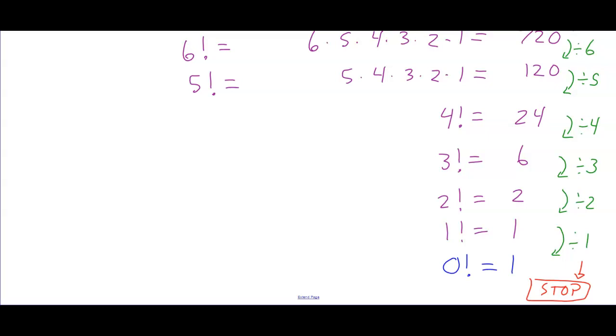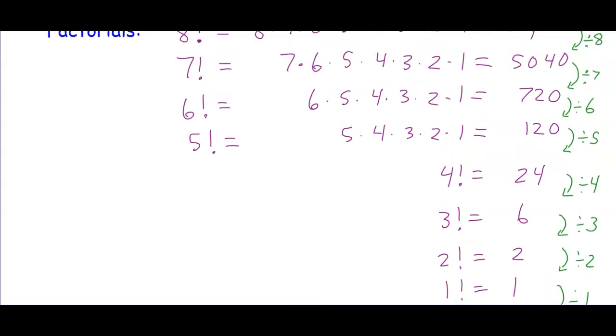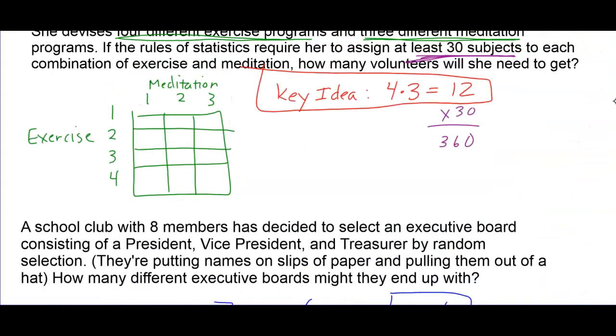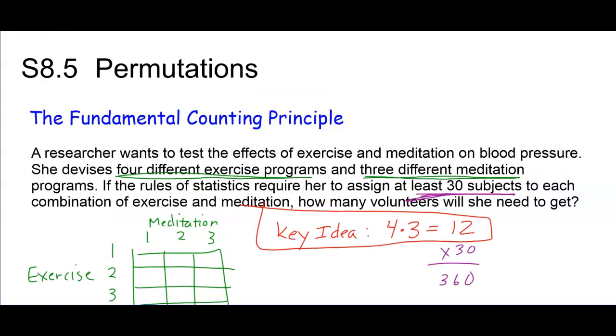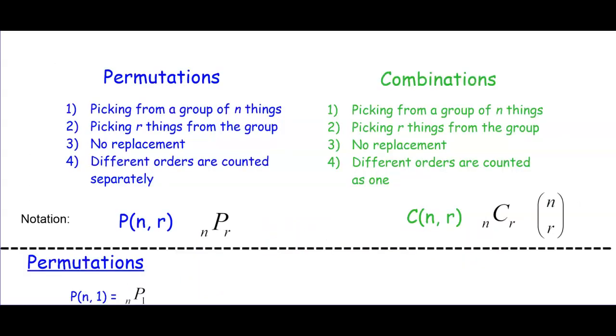Now, all of this here is really just the beginnings. It's what we call the fundamental counting principle. The topic we're supposed to be talking about is permutations. And permutations link to section 8.6, which is about combinations, and it's really important to talk about them both at the same time.